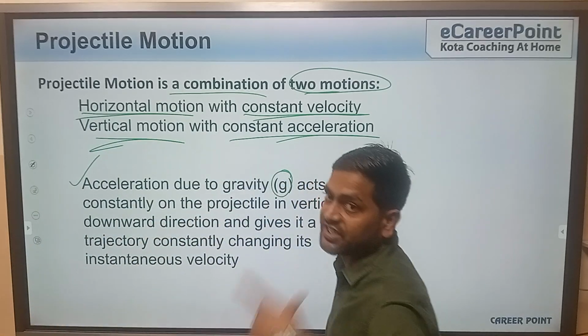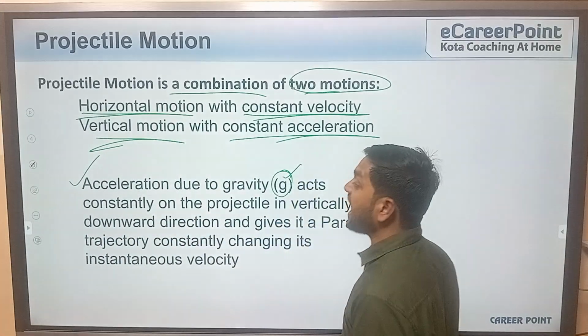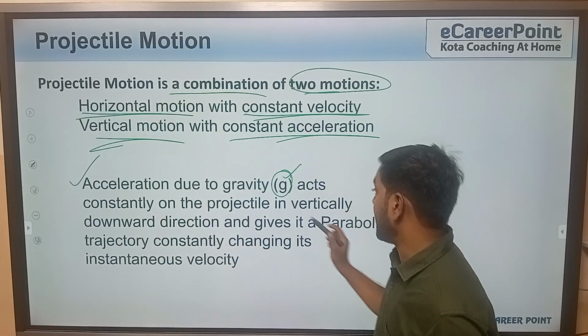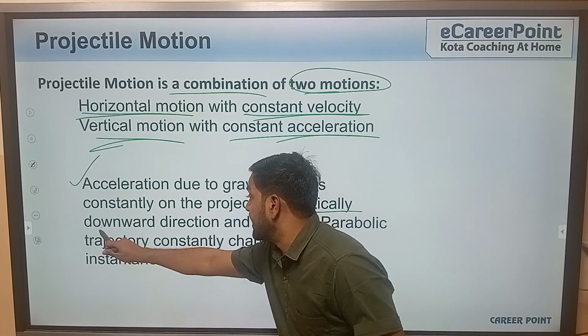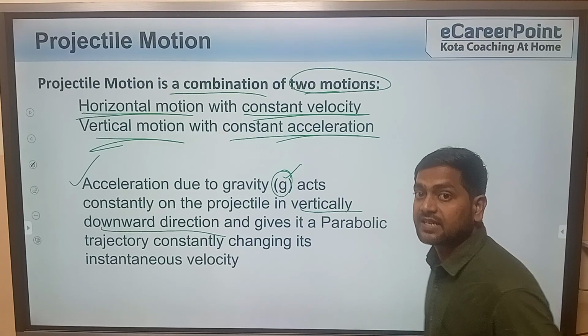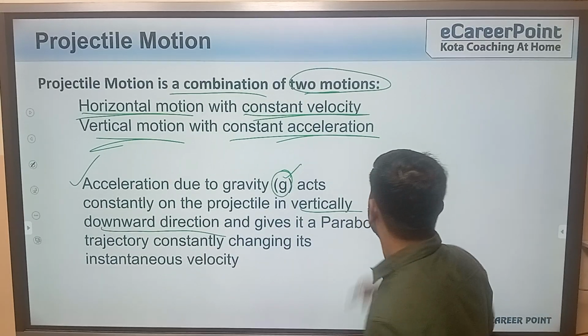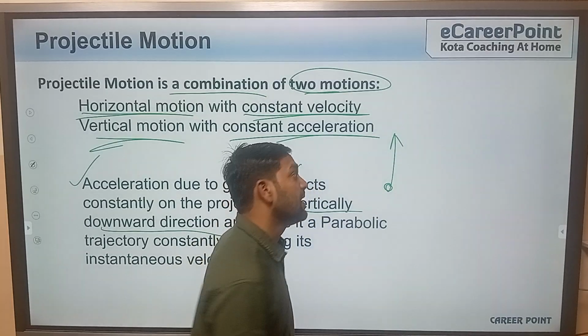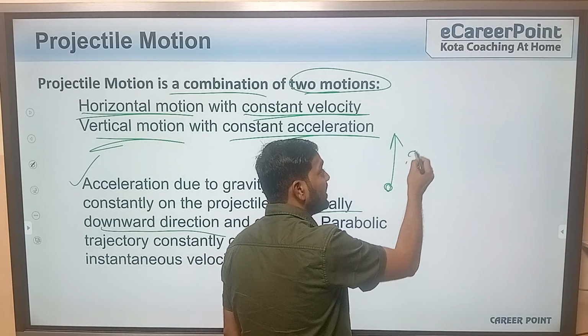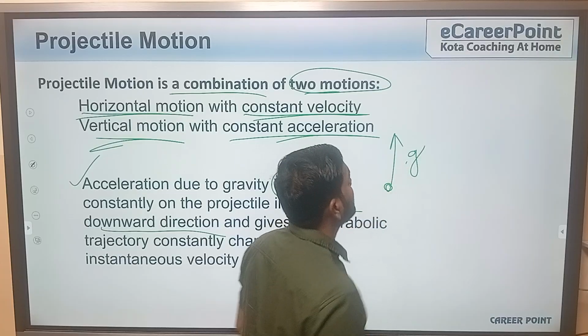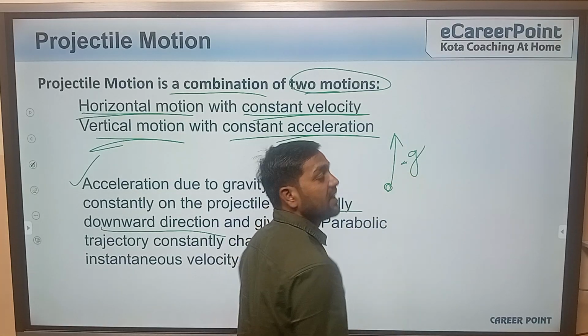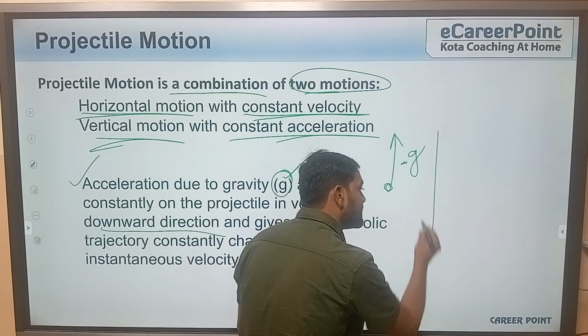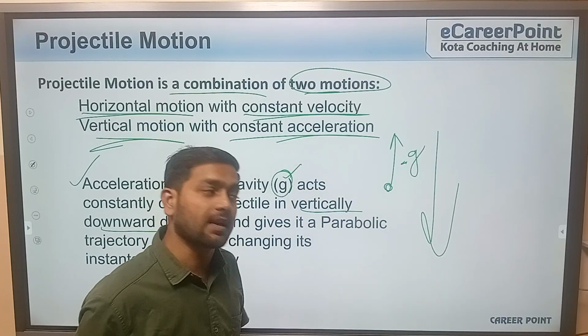We have discussed in the gravitational chapter, right? So the g acts constantly on the projectile in vertically downward direction. We have already discussed in the gravitation chapter what happens when an object is thrown upwards. The acceleration due to gravity always acts towards the downward direction, right? We have discussed there, right?